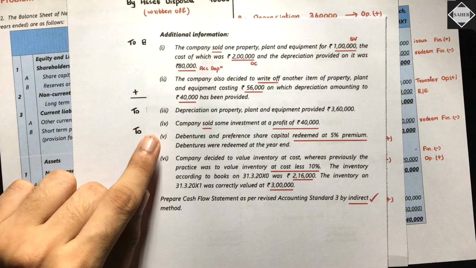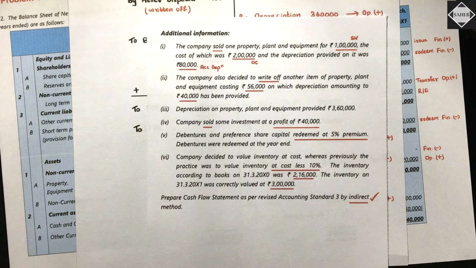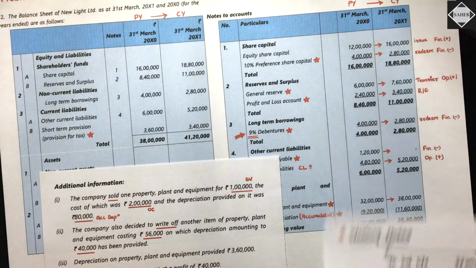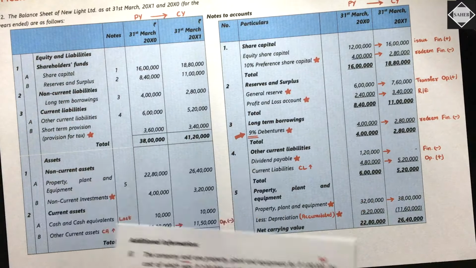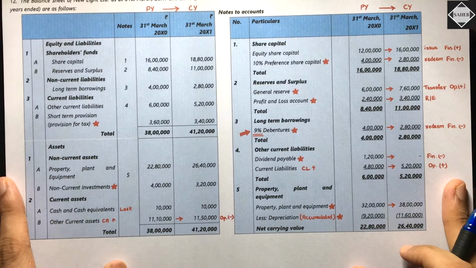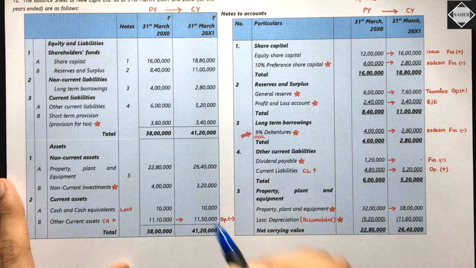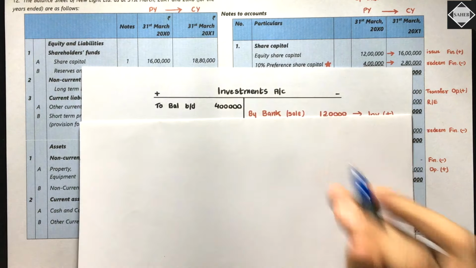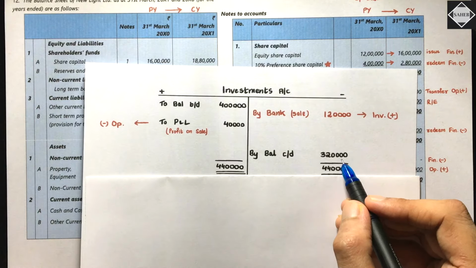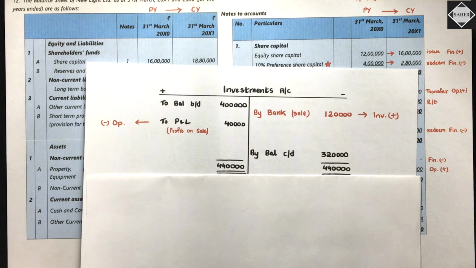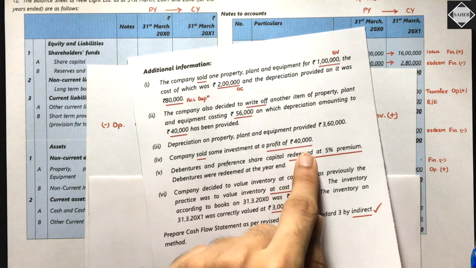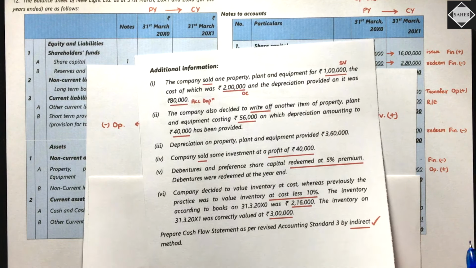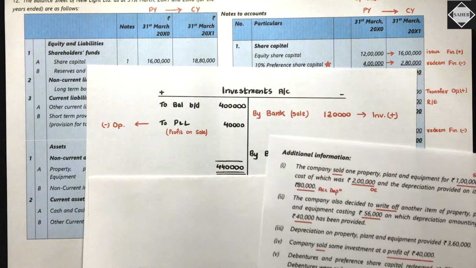Next we have regarding investments. See here, the company sold investment at a profit of 40,000. Now let's just keep this aside, PPE and accumulated depreciation and asset disposal. Let's talk about investment. See here, investment opening balance is 4 lakh, closing balance is 3 lakh 20. Investment has a debit balance, opening balance on the debit side 4 lakh, closing balance 3 lakh 20. Okay, the question has said we have sold the investment at a profit of 40,000. So what does that mean? How are we going to take the sale value and all?